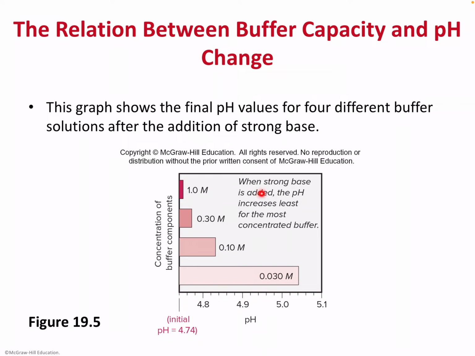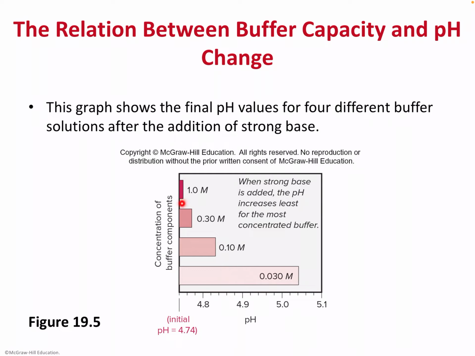So we are adding a strong base. What happened to the pH? When strong base is added, the pH increases least for the most concentrated buffer. So this is the initial pH. Now this is the highest concentration. You add a strong base. So it changed very little for the higher concentrated buffer. 0.3 changes next, and 0.1 is a little bit more change, and for the lower concentration 0.03, the change is more.